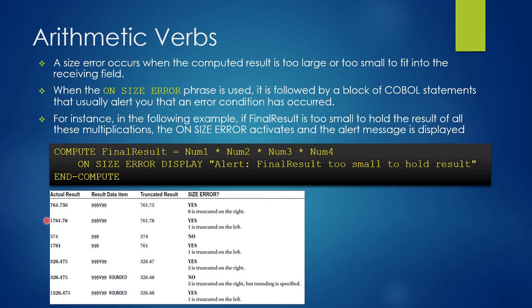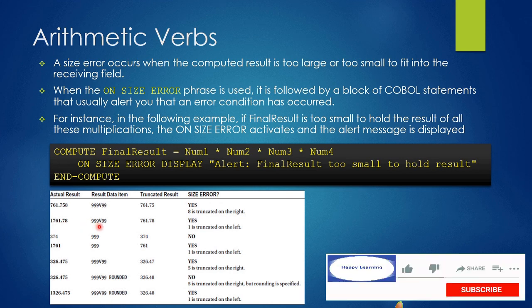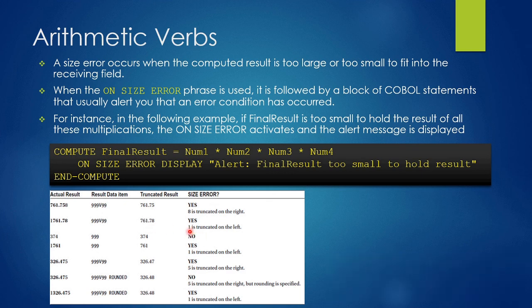Now understand with one more example. Here the result is 1761.78 and we are using the final result variable with PIC 999V99. The value in the final result will be 761.78. Here the leftmost value, that is 1, is getting truncated. So size error will occur. In the third example, we are passing 374 to a variable of PIC 999. Now there will be no truncation and 374 will fit into the variable as it is. Hence, ON SIZE ERROR will not occur and the DISPLAY statement will not run.